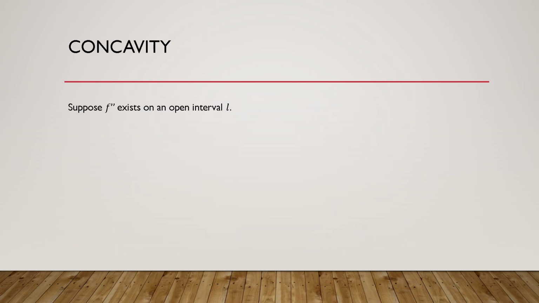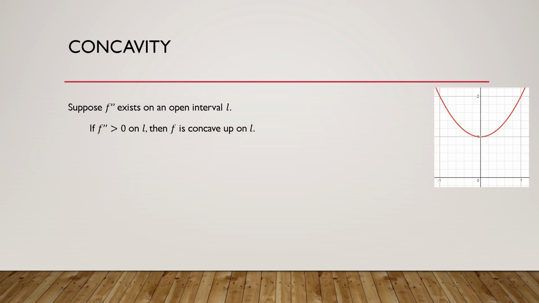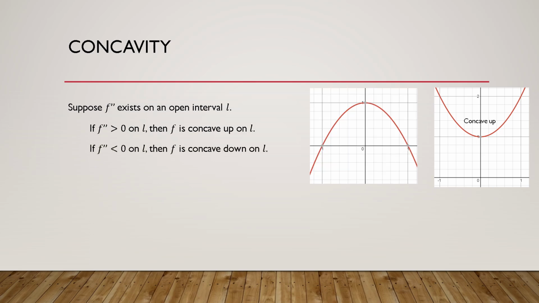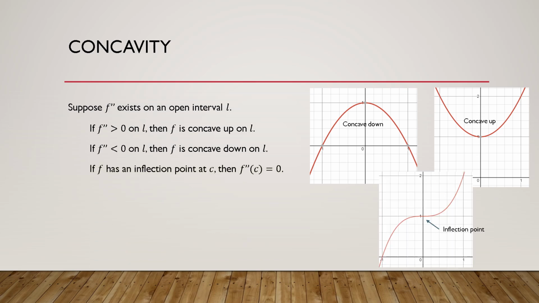Suppose a second derivative of f exists on an open interval L. If that second derivative is greater than 0, then f is concave up on L. If that second derivative is less than 0, then f is concave down on L. If f has an inflection point at c, then the second derivative of f at c equals 0.